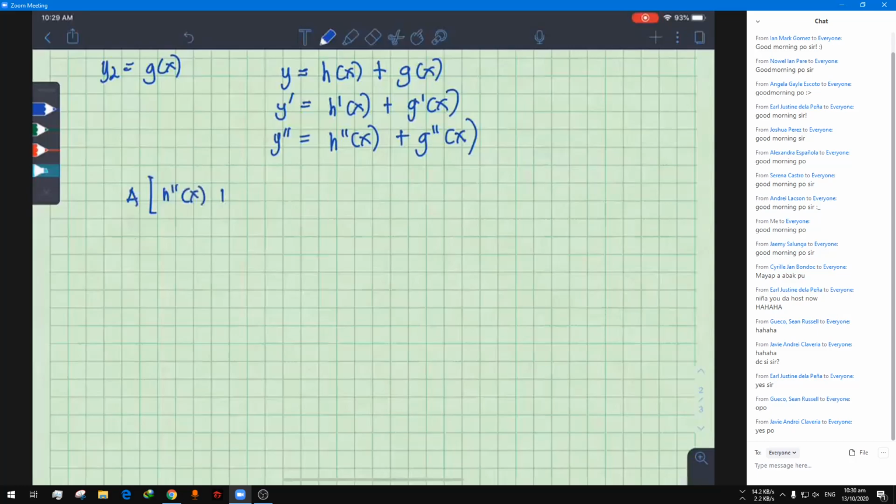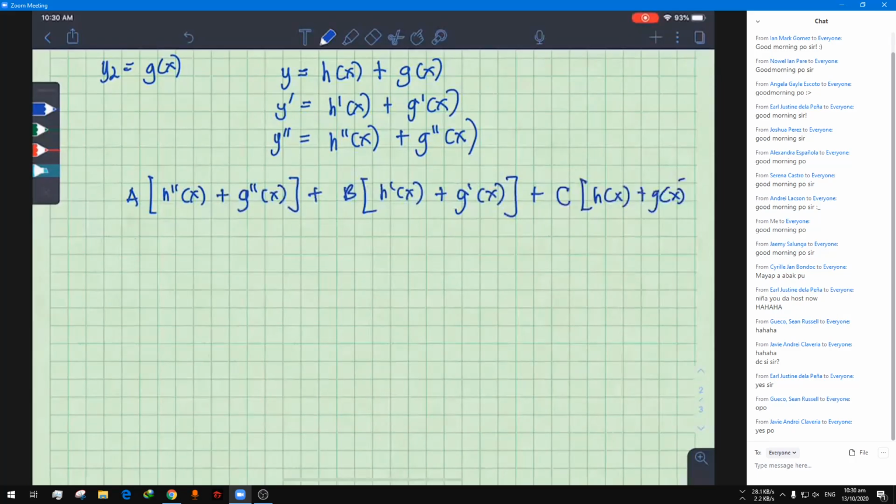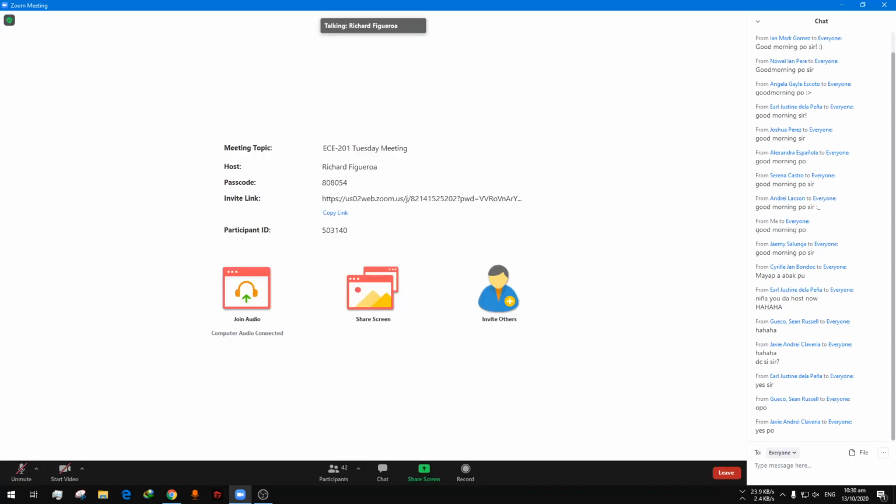So now we could distribute A, so h double prime of x, plus B h prime of x, plus C h of x, then plus A g double prime of x, plus B g prime of x, plus C g of x is equal to 0. So from here, we can say that this one is equivalent to 0. This is another function.